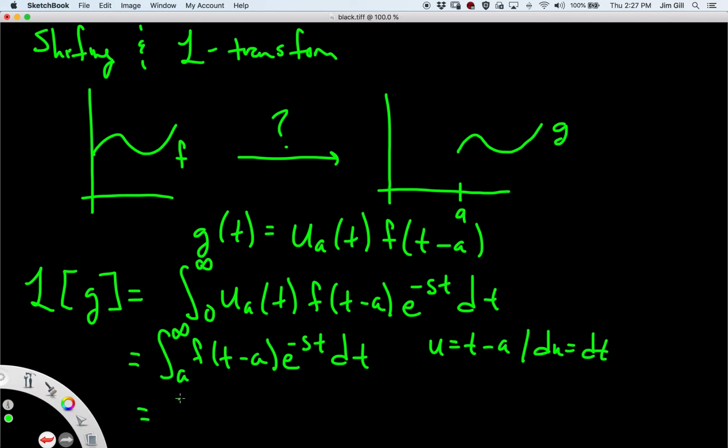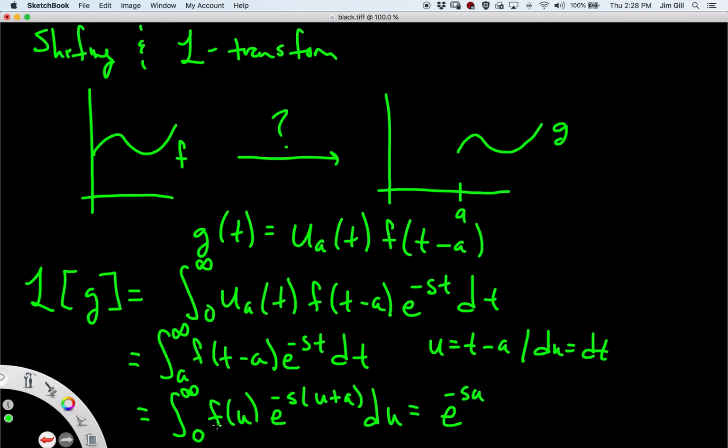Now, t started at a, so u is going to start at 0. t ended at infinity, u is going to end at infinity as well. And now this is f of u times e to the minus s, instead of t, t is now, of course, u plus a. But now we can pull out the e to the minus sa.